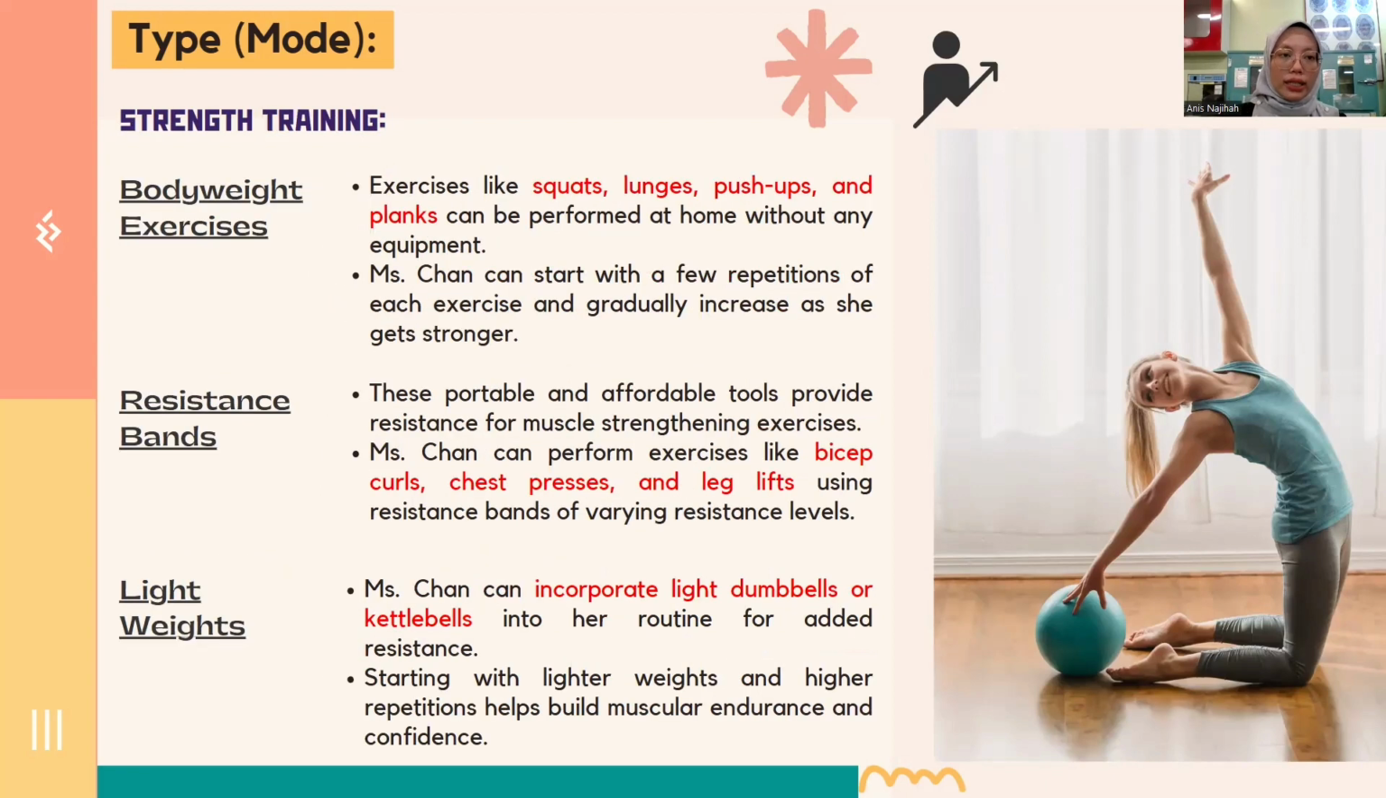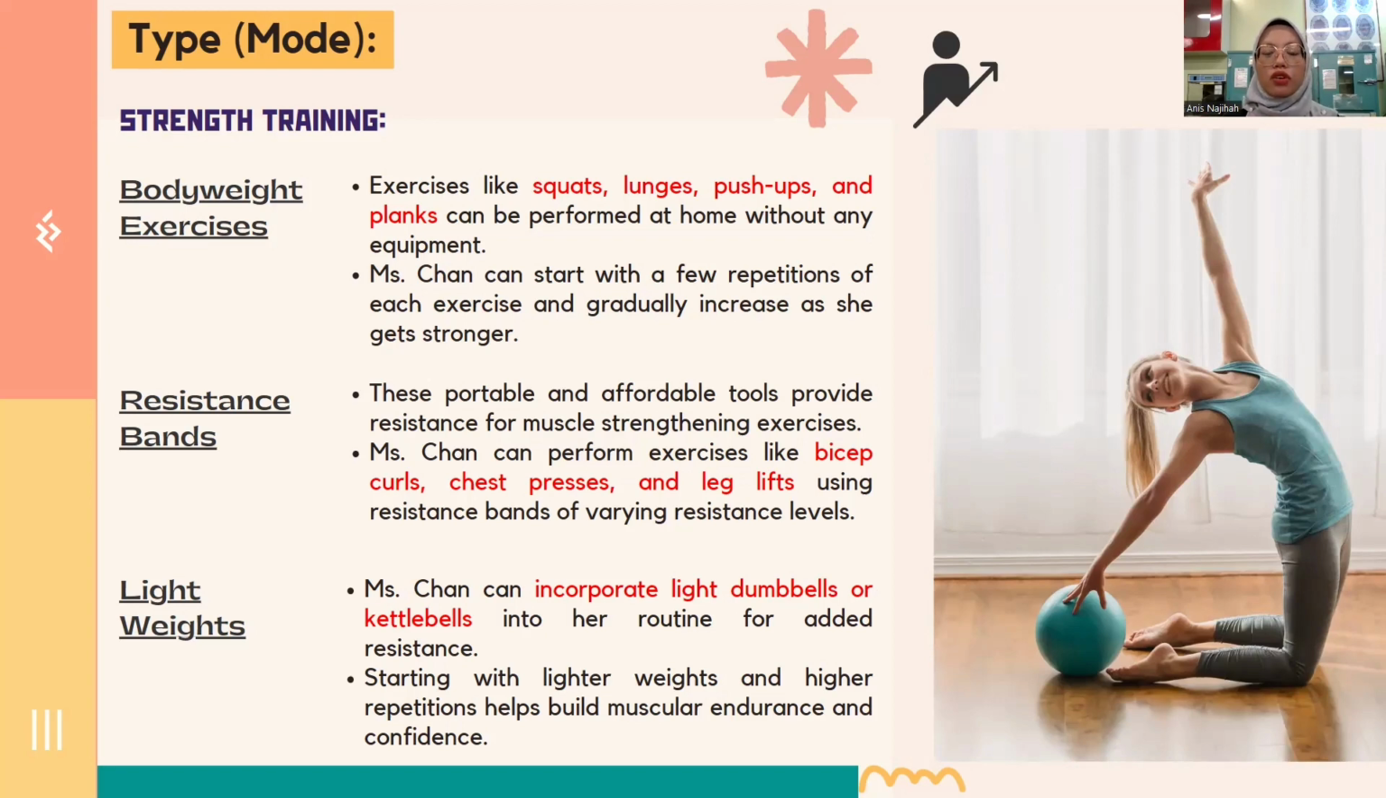The next one is strength training. For example, we have body weight exercise, resistance bands, and also light weights. For body weight exercise, examples are squats, lunges, push-ups, and planks, which can be performed at home without any equipment. Miss Chan can start with a few repetitions of each exercise and gradually increase as she becomes stronger.